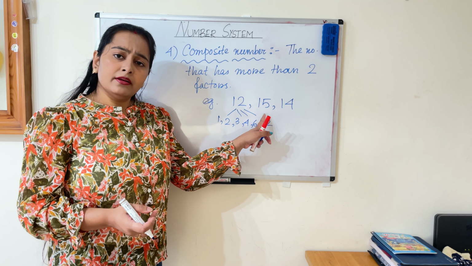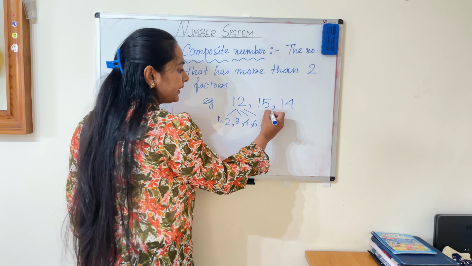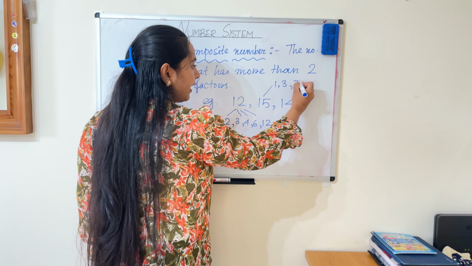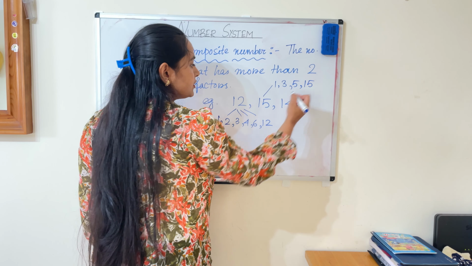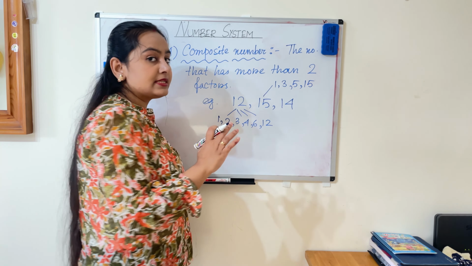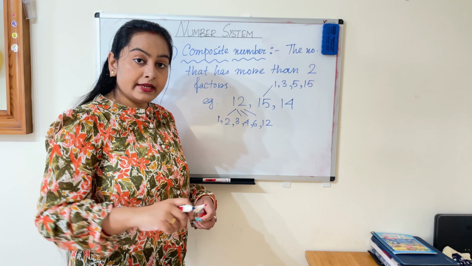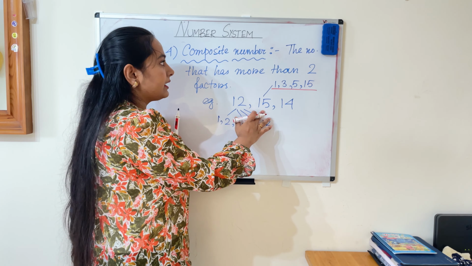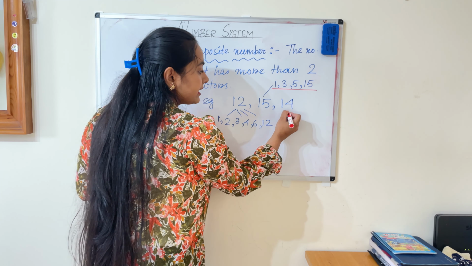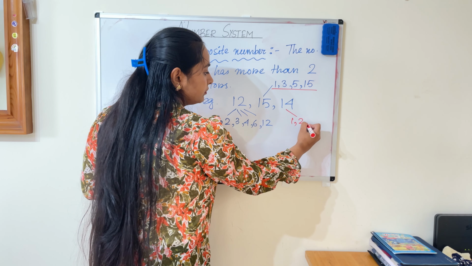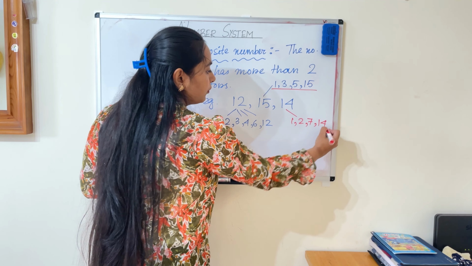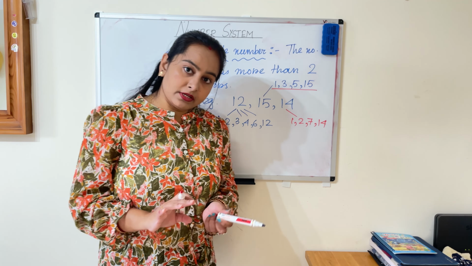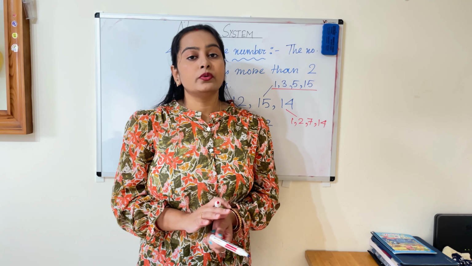In the same way, 15. What are the factors of 15? 1, 3, 5 and 15, right? So more than 2 factors are there. So 15 is considered as a composite number. Now let's take 14. 1, 2, 7 and 14. More than 2 factors are there. So this one is considered as a composite number. I hope all of you understood up to this portion.